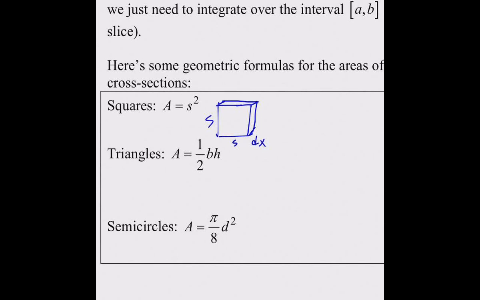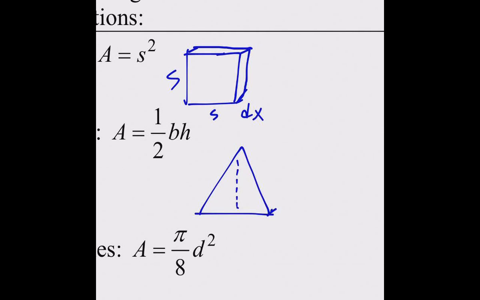And then triangles. Got this dx. But here's height and here's base. Half a base times height. That was an easy one.